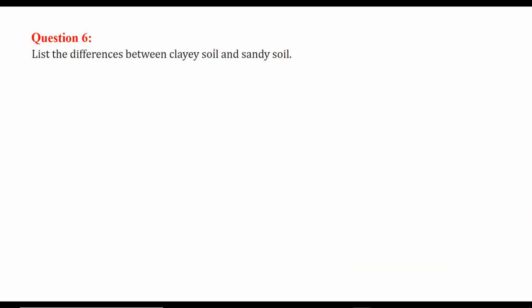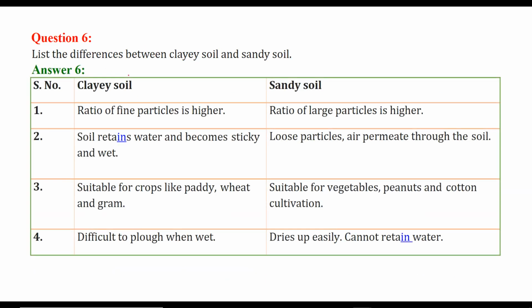List the difference between clay soil and sandy soil. So clay soil and sandy soil. In the clay soil, the ratio of fine particles is quite higher. Here we have large particles in sandy soil. In clay soil, soil retains water and it becomes sticky and wet like the flour atta when it is being fed with water. Here it is loose particles, the air permeates through the soil.